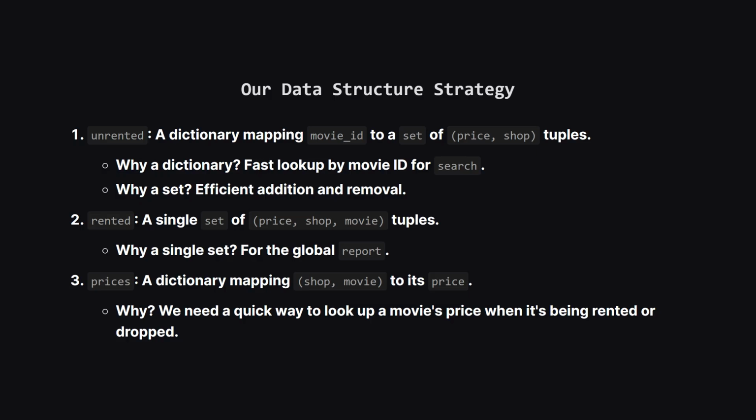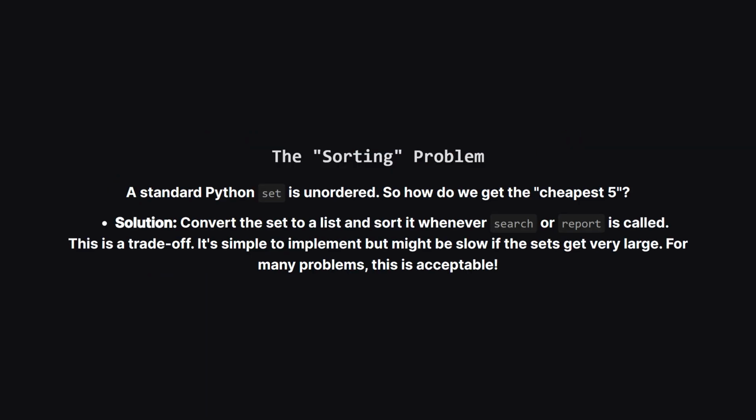And third, a helper dictionary called prices. This will let us quickly find the price of a movie given its shop and ID, which we'll need for moving items between the unrented and rented sets. Now there's a small catch. Python sets are inherently unordered, but our search and report functions require sorted results. The simplest way to handle this is to take the items from our set, put them into a list, and then sort that list just when we need it.